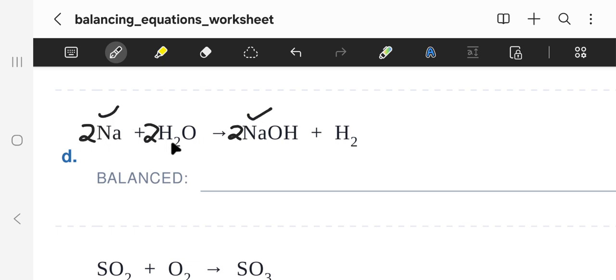2 sodiums, 2 sodiums. And then this side, I check the hydrogens now. I have 2 times 2 hydrogens. That's going to be 4 hydrogens on the left. And when I go to the right, I have 2 hydrogens, because this 2 belongs to all of them. So it's 2 hydrogens plus these 2 hydrogens. So now the hydrogens will also be balanced. What about the oxygens? I have 2 oxygens on each side. So the equation is now balanced on both sides. I hope, guys, you see how that one works.